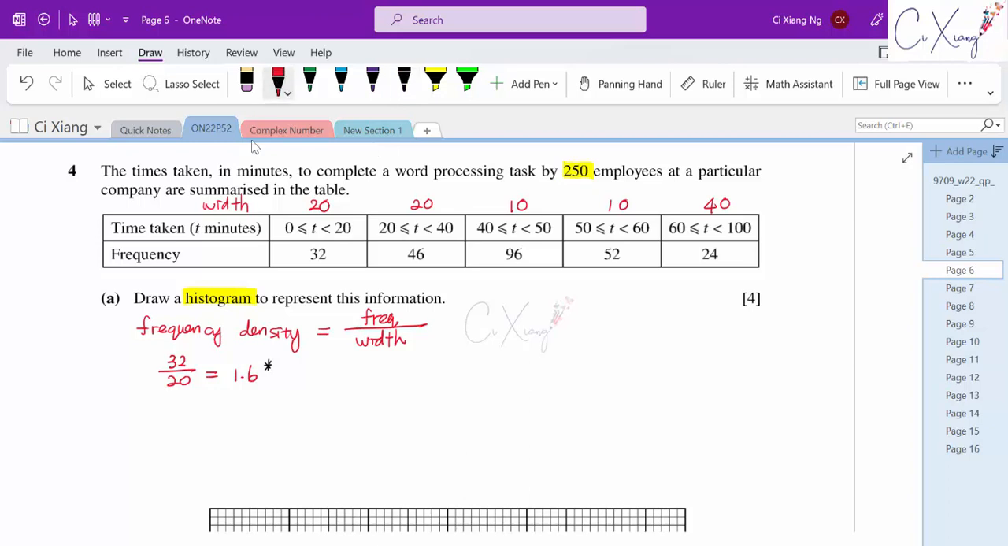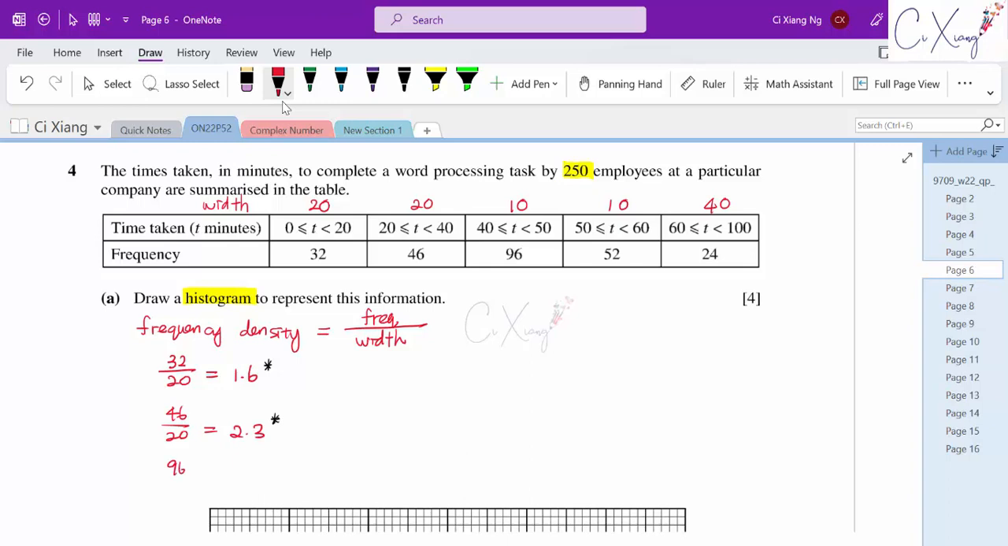Okay, and then the second class, I'm having frequency 46, then the class width is 20, so I'm having 46 divided by 20, and I get 2.3. So this is the frequency density for the second class. Okay, so we'll continue for the rest of the classes as well.